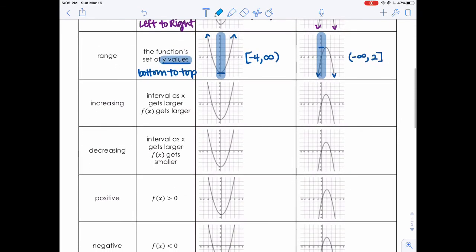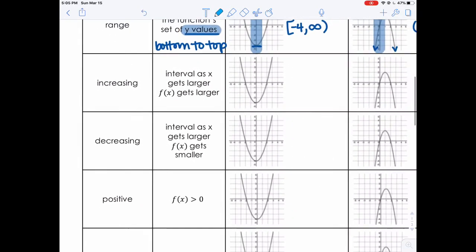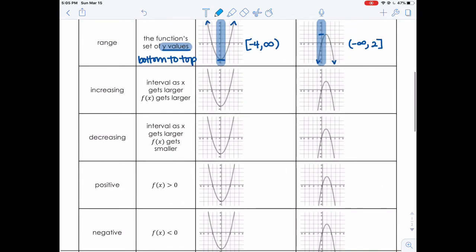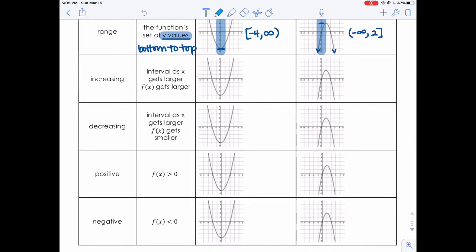Okie doke. Let's get into some more not so familiar words, starting with increasing. Increasing is another interval. I think we've seen this before. We're looking for where the graph is growing from left to right. So we're looking for the interval that x gets larger as f of x, or y, gets larger. So I'm looking for which x values get bigger as I go from left to right.